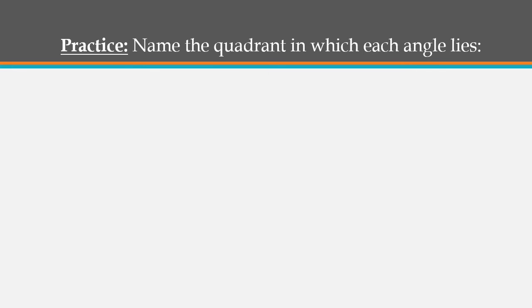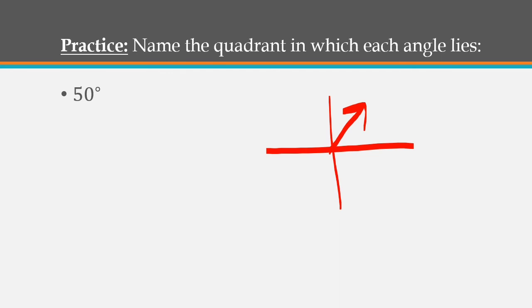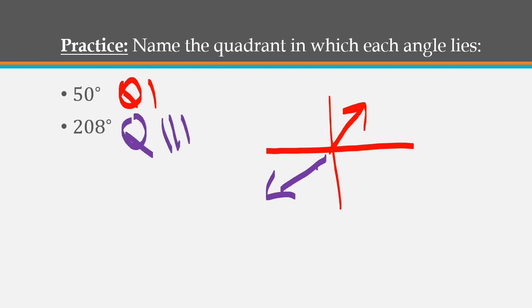Name the quadrant in which each angle lies. Alright, 50. What does 50 look like? 50 is between 0 and 90, so it's somewhere in there. So that would be in the first quadrant. 208. 208 would be past 180 and before 270, so it'd be somewhere over there, and that would be quadrant 3, because we're naming the quadrants 1, 2, 3, 4.